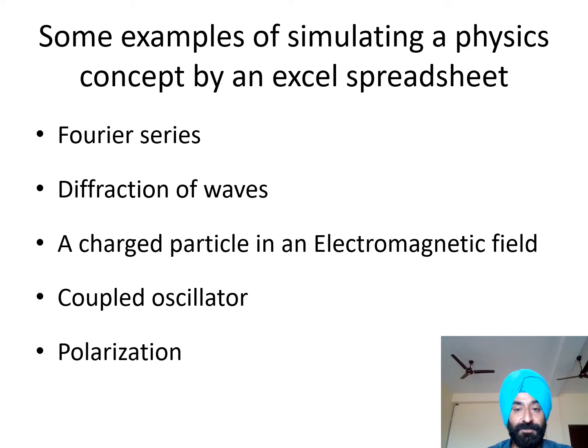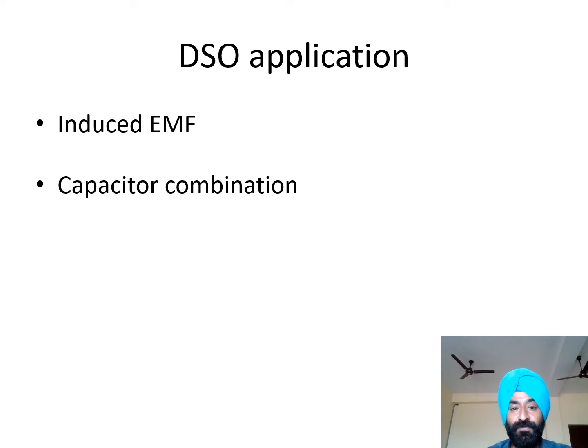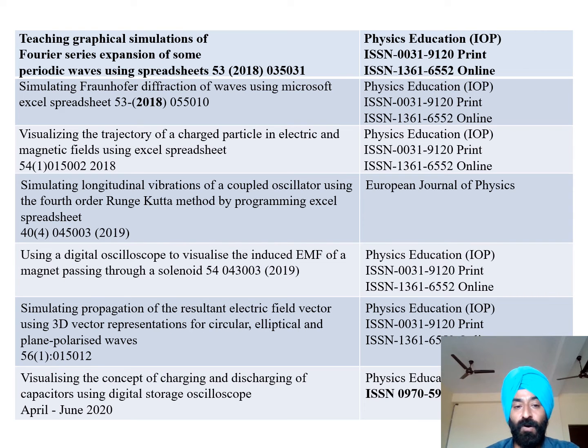Next is polarization. Besides the Excel spreadsheet, we also have digital storage oscilloscope applications, and for that, we can understand two new ways to learn our own experiments. One is the induced EMF, and the next is capacitor combinations. All these problems that I have listed are already published in international journals of physics education of IOP as well as the European Journal of Physics, and I am going to discuss all these problems one by one.